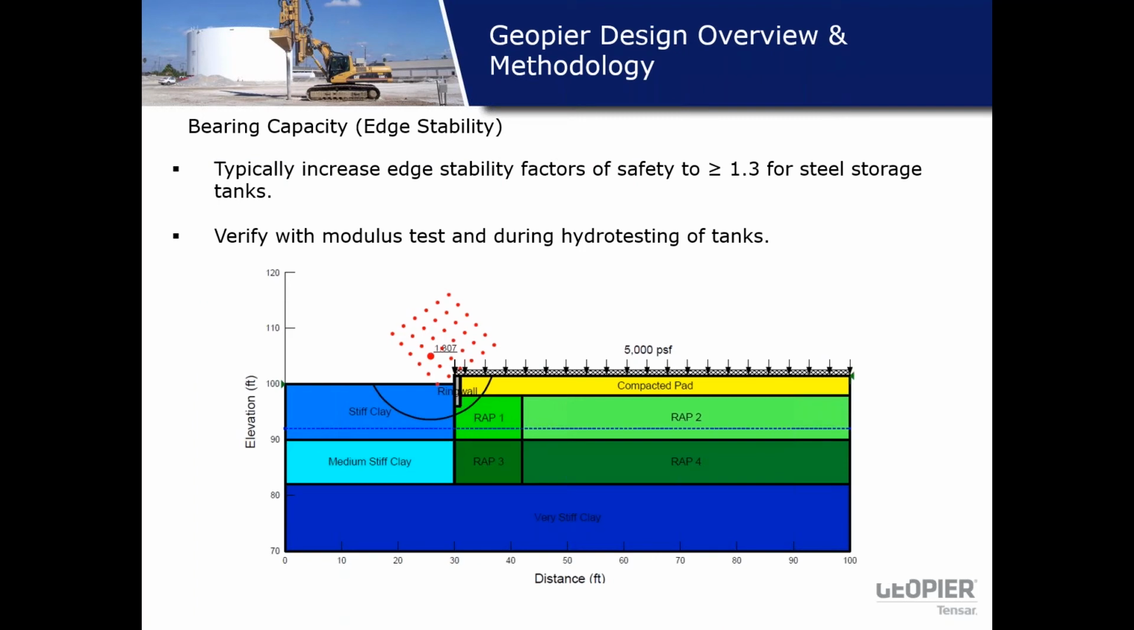Same soil profile with design of the Geopier elements. What you see here in light green and olive green color are RAP 1, RAP 2, RAP 3, RAP 4, which is nothing but Rammed Aggregate Pier, Geopier 1, 2, 3, and 4. And why their nomenclature is different is because you have two layers of soils. So your RAP 1 and RAP 2 are installed in stiff clay, and then in the lighter blue color is RAP 3 and RAP 4.